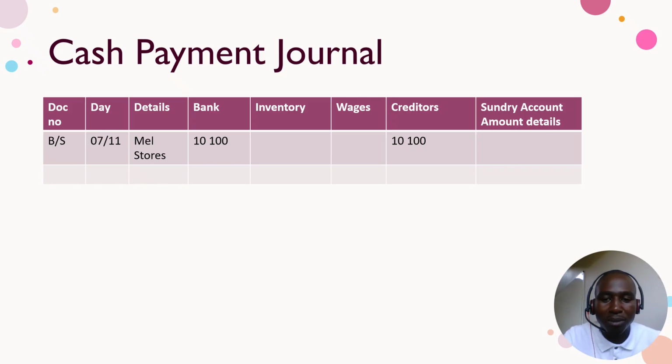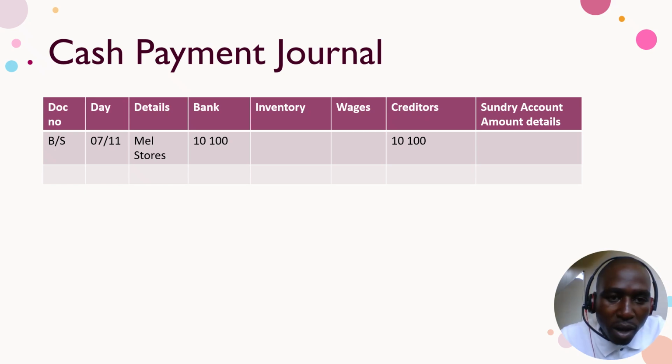The source document number is PS, that stands for bank statement. Then you write today's date, and then on details you write Mail Stores, the person that we are paying. Then you write under bank 10,100, because two accounts are affected: bank and creditors control.